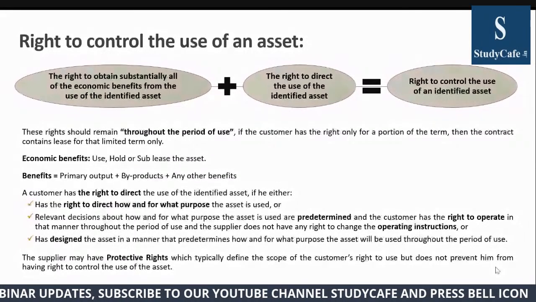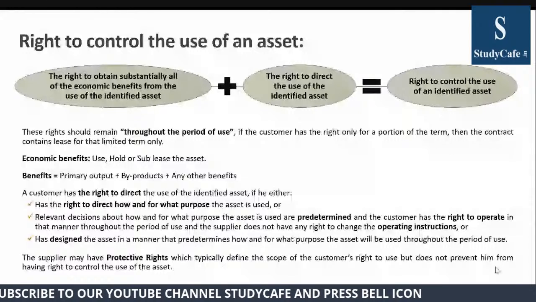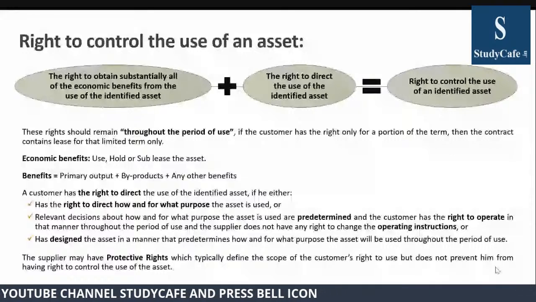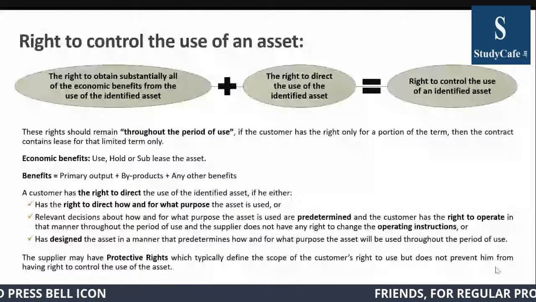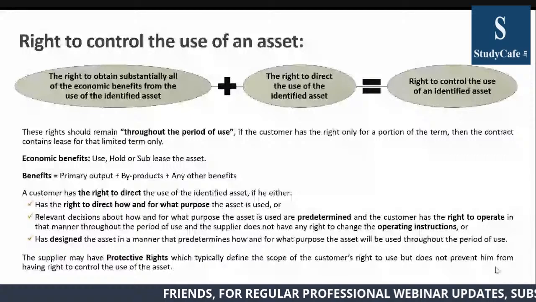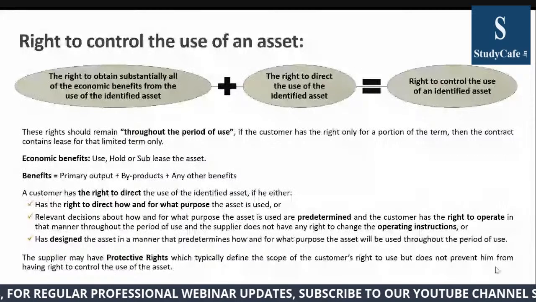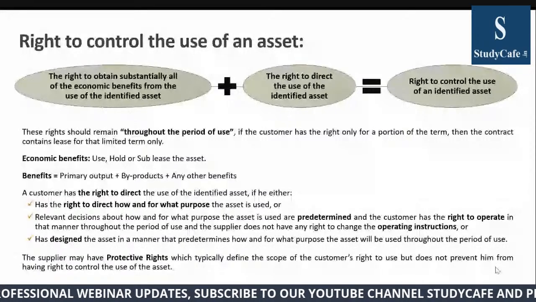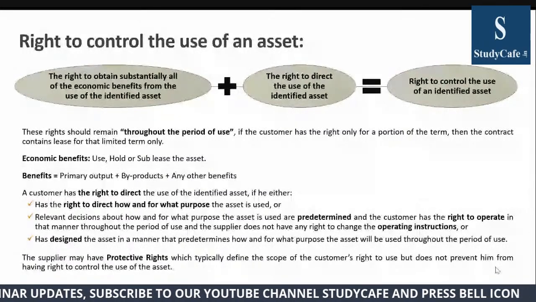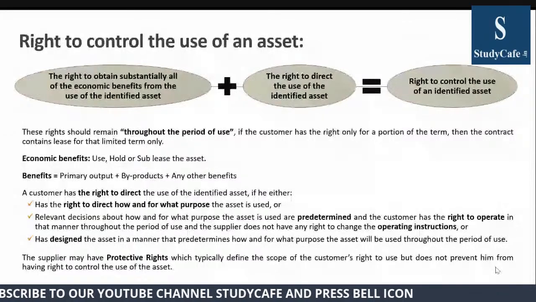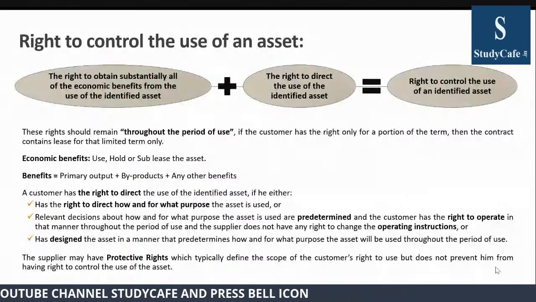When the contract is signed, these decisions are predetermined, and the lessor and lessee both agree to these decisions. But now, can we say that the lessee in this case has a right to direct the use? We can say so if the relevant decisions about how and for what purpose the asset is used are predetermined and the customer has the right to operate in that manner.